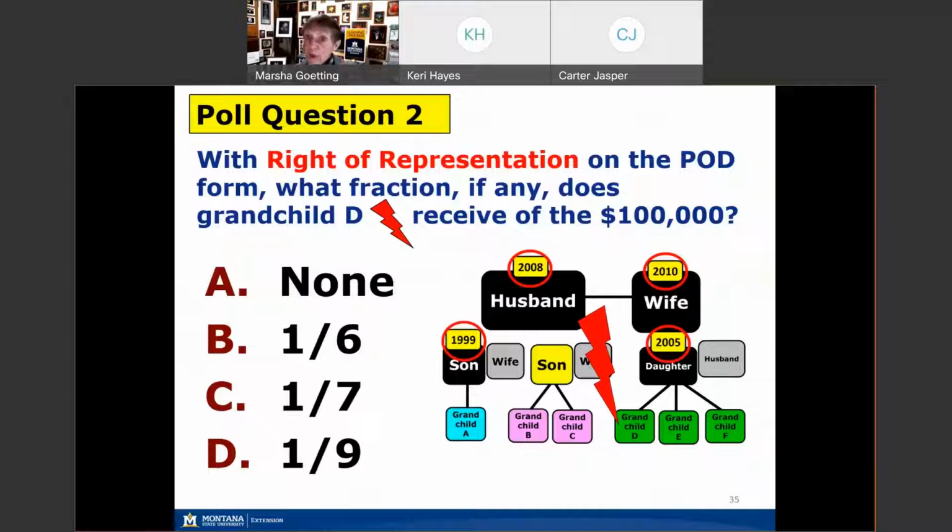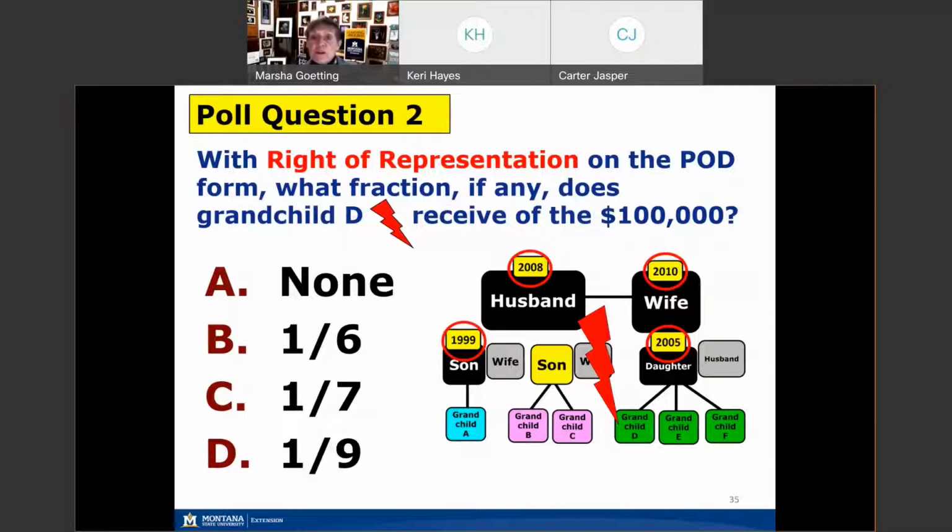Now, we're not having a lot of you take advantage of the poll, and I encourage you to do so. It makes it more interesting for everybody else, because that way you can see, well, gee, I didn't know it, but nobody else did either. Okay, so none, 1/6, 1/7, or 1/9. What do you think that grandchild is going to receive?